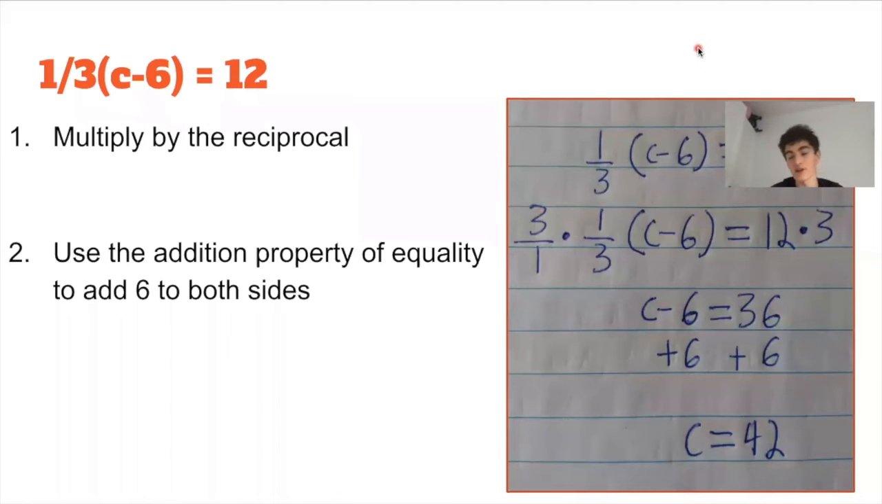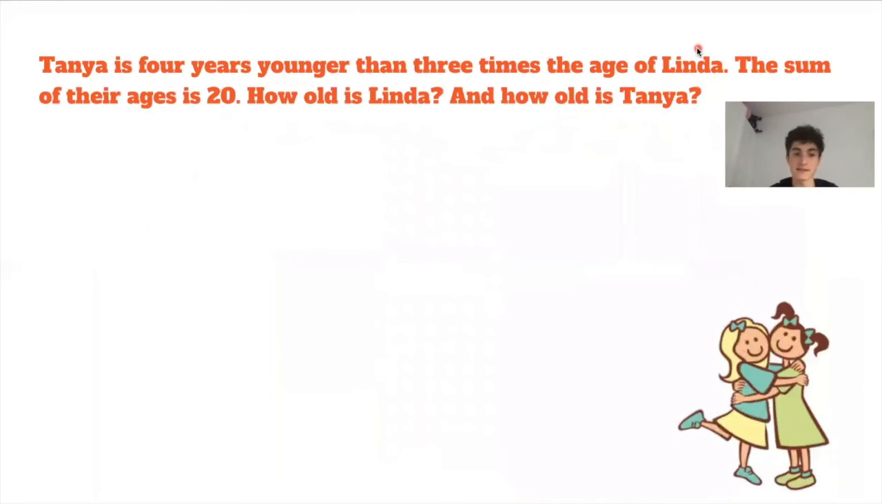The second problem we're going to be going over from the worksheet is question number 4. And this is a SHSAT inspired problem, so it's really good practice for that. Tanya is 4 years younger than 3 times the age of Linda. The sum of their ages is 20. How old is Linda and how old is Tanya? Let's look at what we know. We know that Tanya's age is represented by 4 years younger than 3 times the age of Linda.